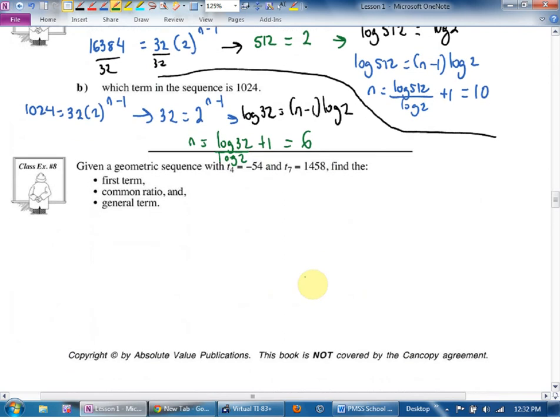Now we're going one step further. Now they're telling me the fourth term. What's the fourth term of this sequence? And the seventh term. What's the seventh term of this sequence? Find the first term, the ratio, and the general term.